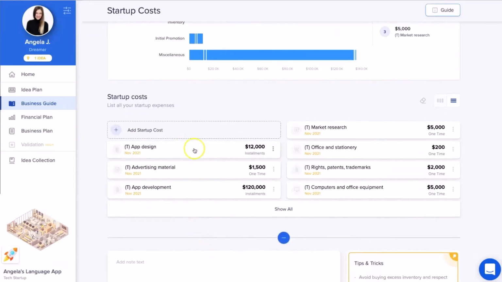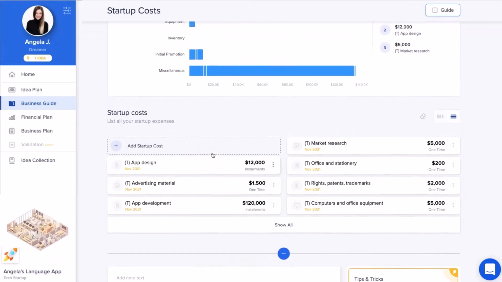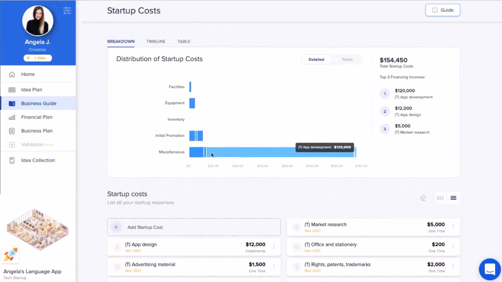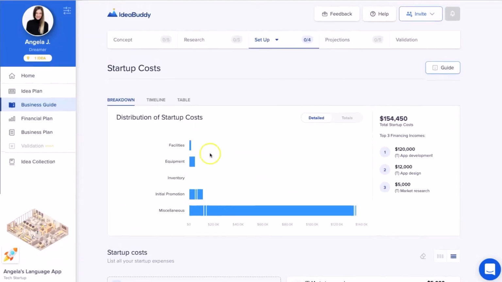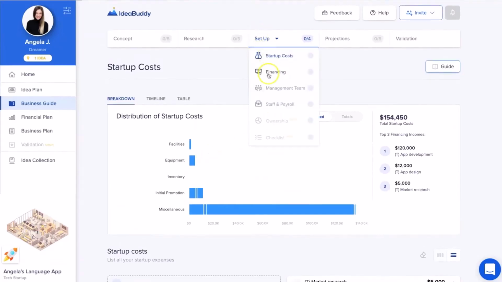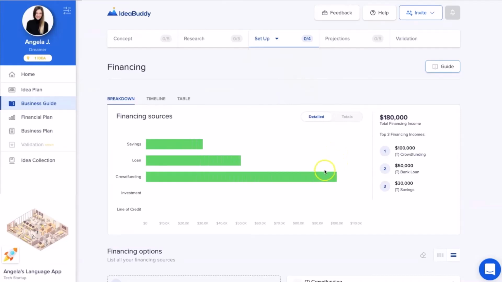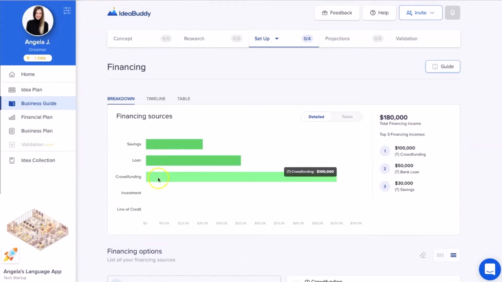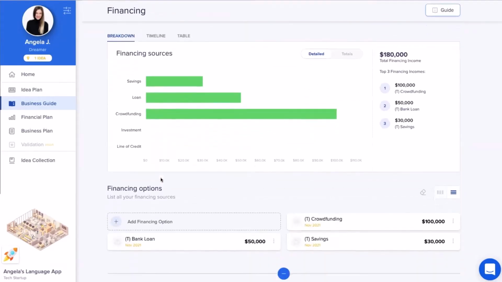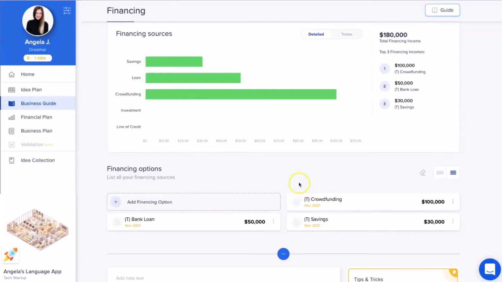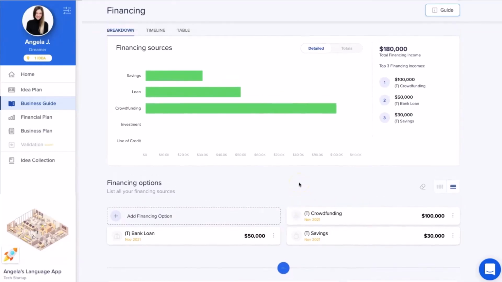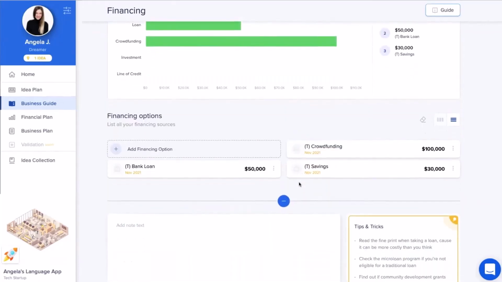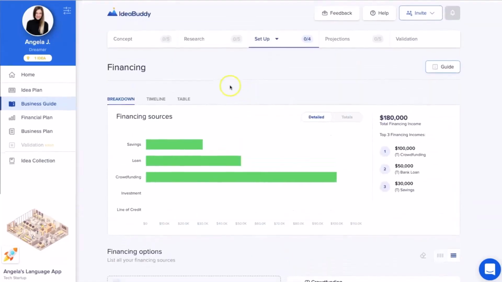And as you do so, they will automatically be added into the financial plan. And you need to ask yourself, where am I going to get all of this money? And that's where we head over to the financing section. In the financing section, you will determine where you are going to get the money that you need to cover your startup costs. This might come from your savings or from a bank loan. And there's a lot of financing options, and here you can add them in and you can manage them right here, and all of this will go directly into your financial plan.